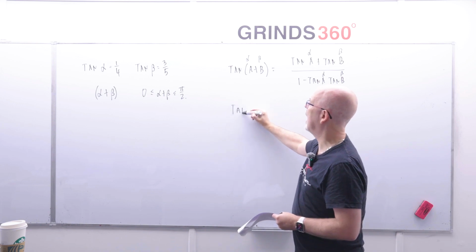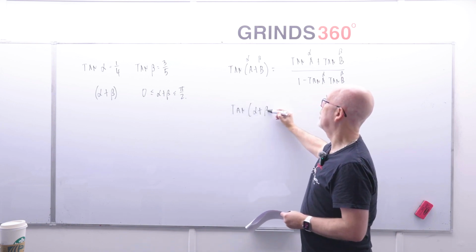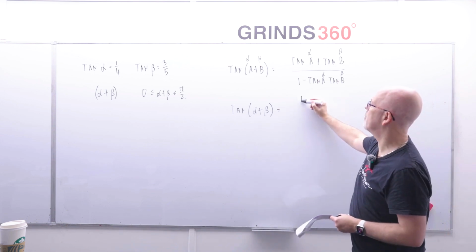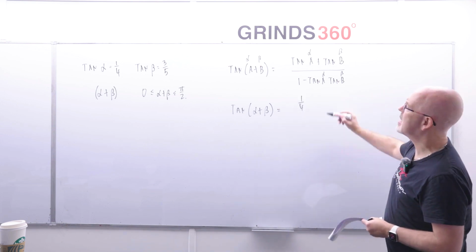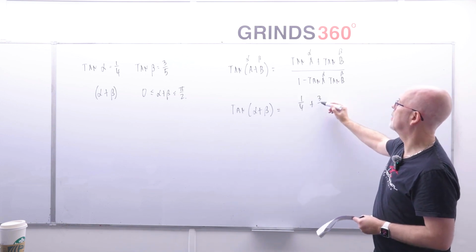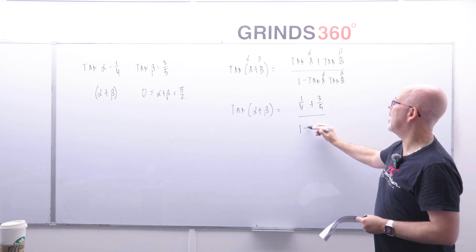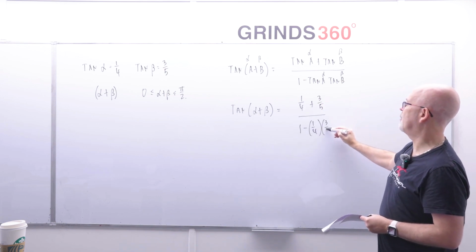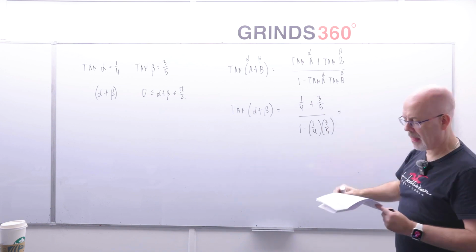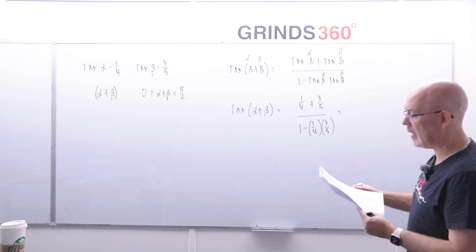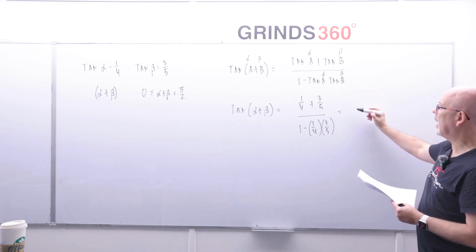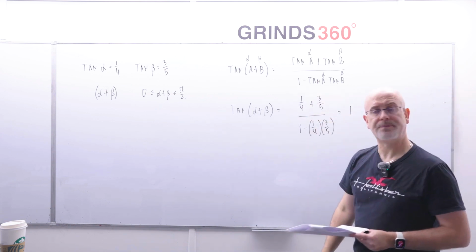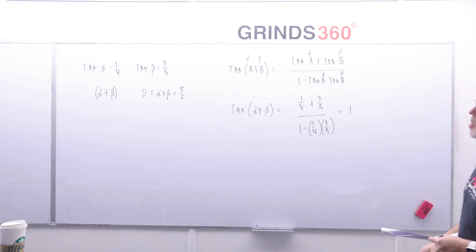That would mean that the tan of alpha plus beta is equal to tan alpha, which is a quarter, plus tan beta, which is 3/5, over 1 minus tan alpha, a quarter, times tan beta, 3/5, like that. Okay? And if I just pop that into my calculator exactly as it appears there, that gives me 1. So tan of alpha plus beta is equal to 1.